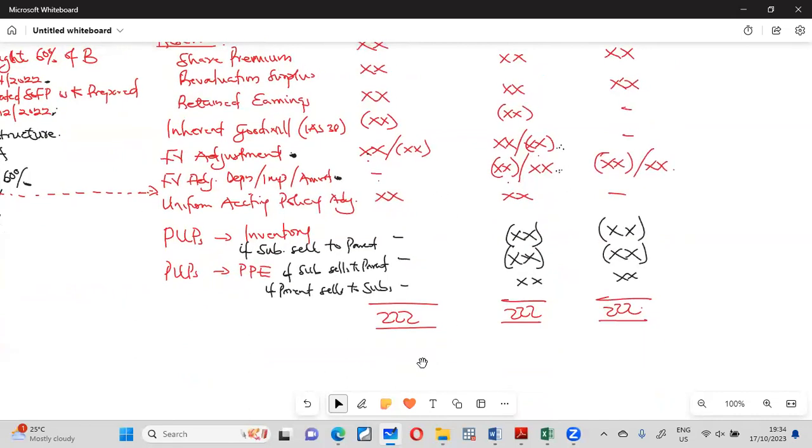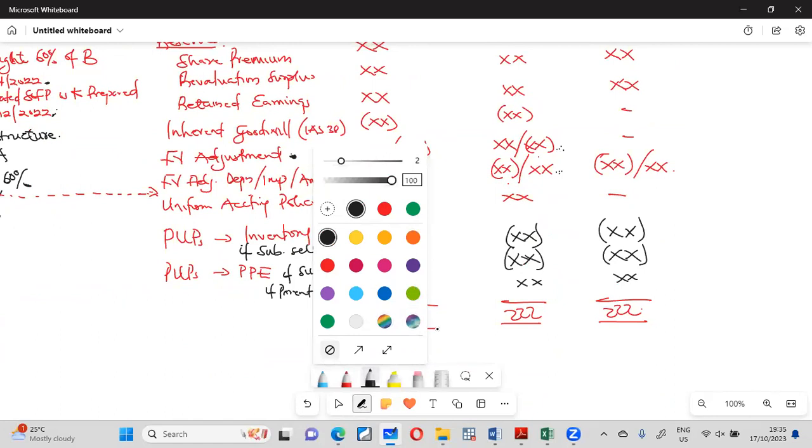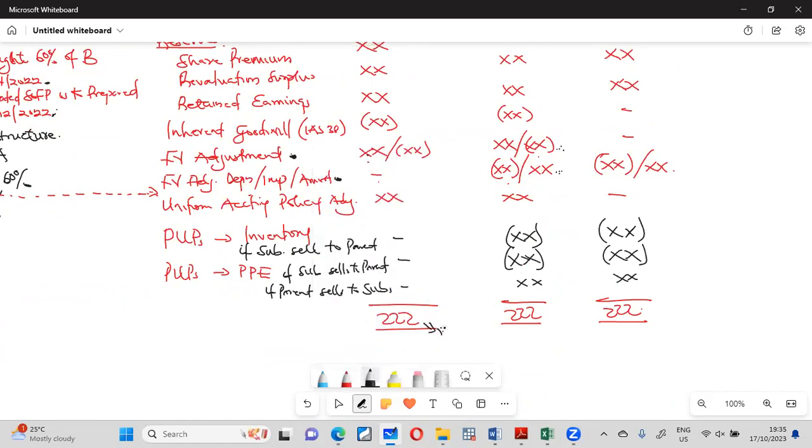So what we will use these totals for: we will use this side to continue to do our workings 3, which is goodwill determination, and we will use this side to do our workings 4 and workings 5. You will need it. All right, so take note of that.